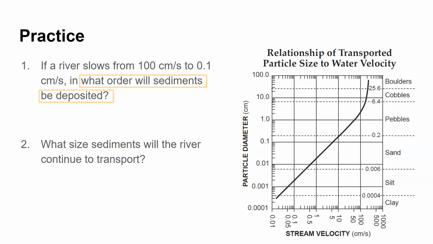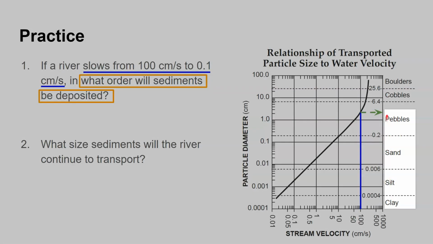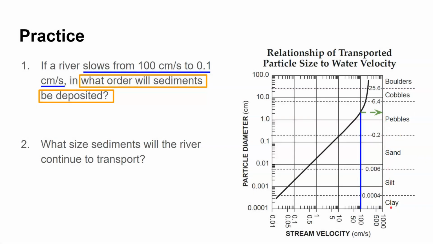So question 1 is asking in what order will sediments be deposited? Key information is the fact that we know that the river is slowing from 100 centimeters per second down to 0.1 centimeters per second. How do we use this information? Well, we know a stream velocity, so we know a value on the x-axis, and our initial velocity was 100 centimeters per second. So we go up until it intersects this curve. That tells us that at 100 centimeters per second we're moving pebbles, as well as sand, silt, and clay. So we're moving all of these sediment sizes at the initial velocity of the river.